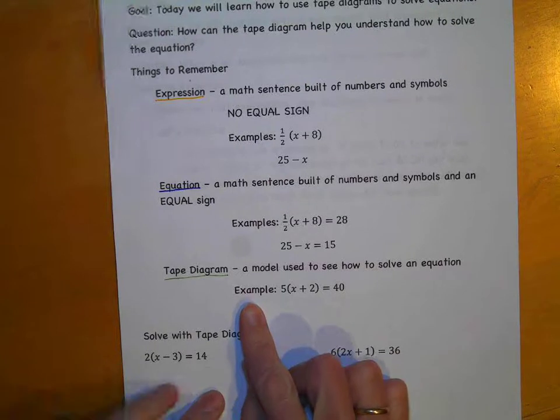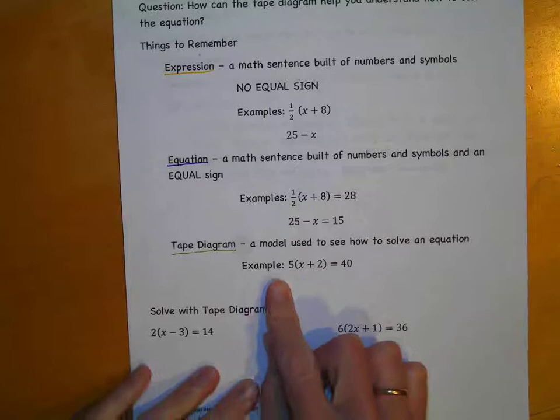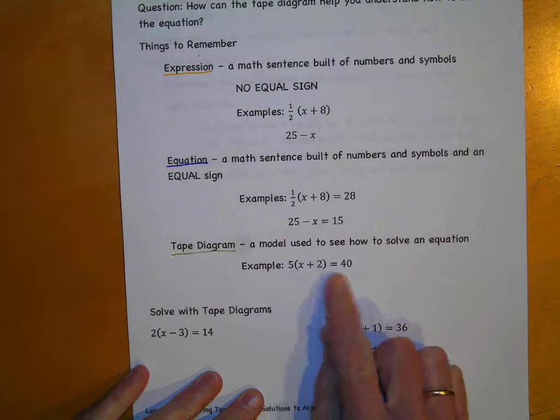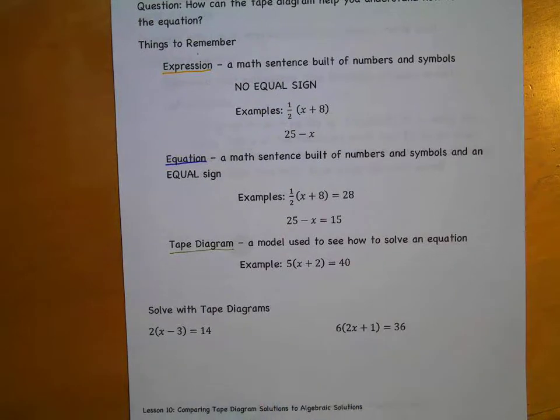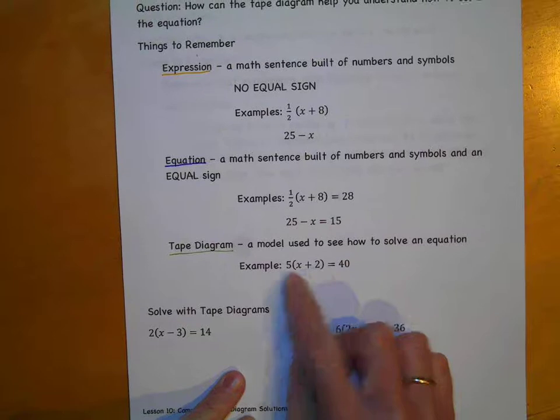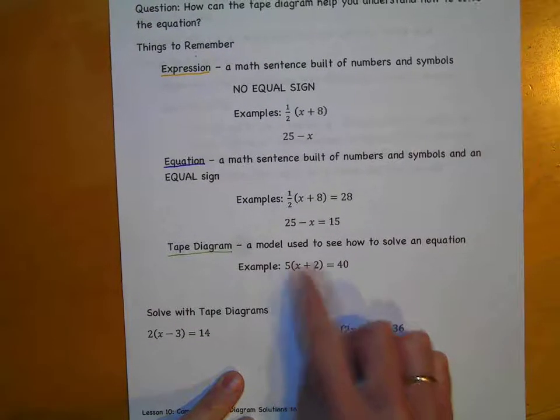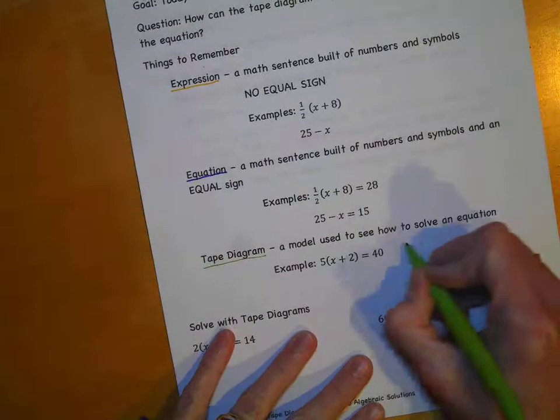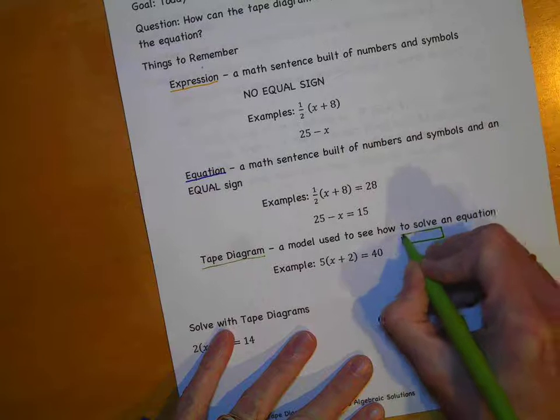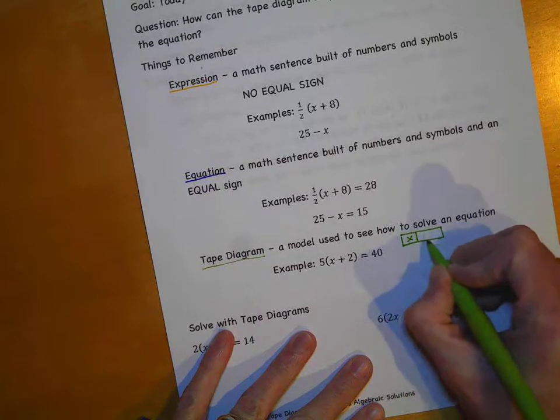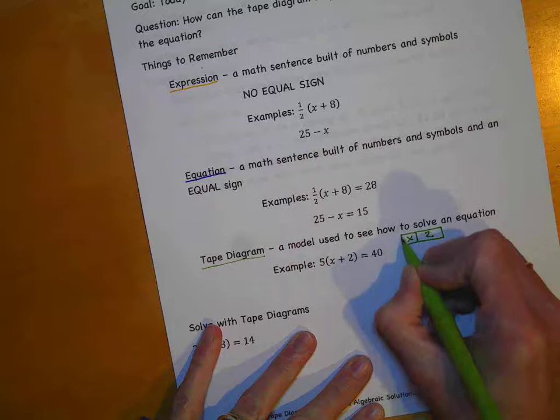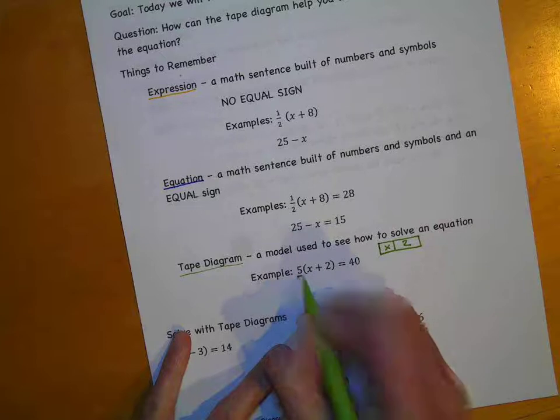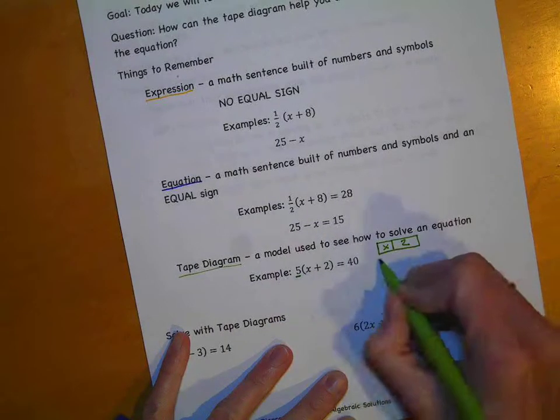An example we could use for tape diagrams is this equation, because it has an equal sign: 5 times the quantity x plus 2 equals 40. Basically, you have to draw a tape that represents the inside of the parentheses. So I would have a tape looking like this. And this would be x, and this right here would be 2, because that is what is inside the parentheses. And then it says that I have to do that 5 times. Well, that's not hard.